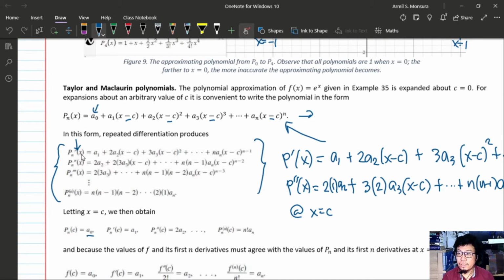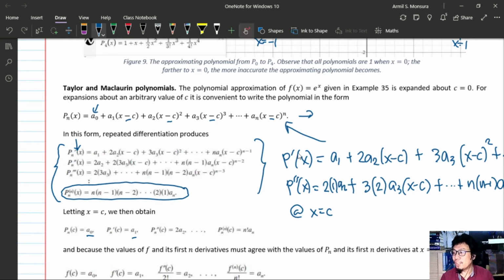Everything here becomes 0, so what is left is a1. For the second derivative, everything with x minus c becomes 0, so what is left is a2. And in general, the last derivative is merely a constant. If you take the nth derivative of this, the last of that would be a constant.